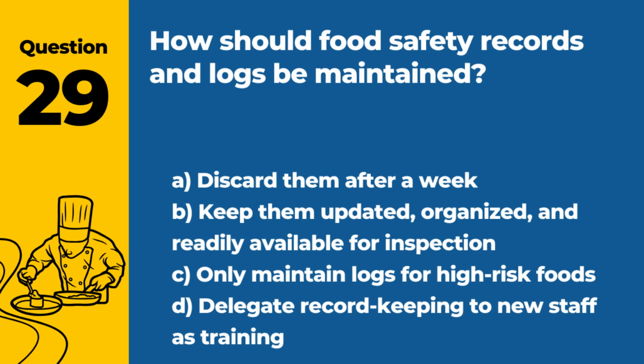Question 29. How should food safety records and logs be maintained? A. Discard them after a week. B. Keep them updated, organized, and readily available for inspection. C. Only maintain logs for high-risk foods. D. Delegate record keeping to new staff as training.